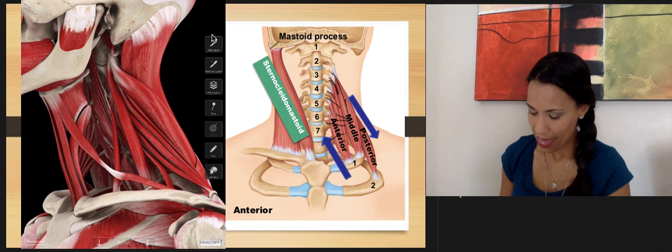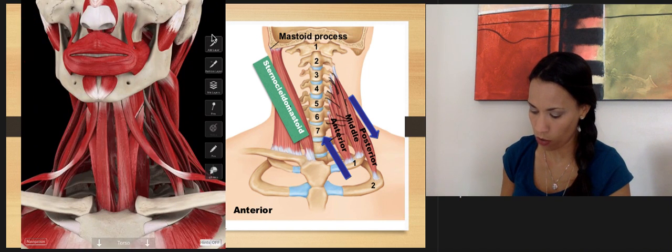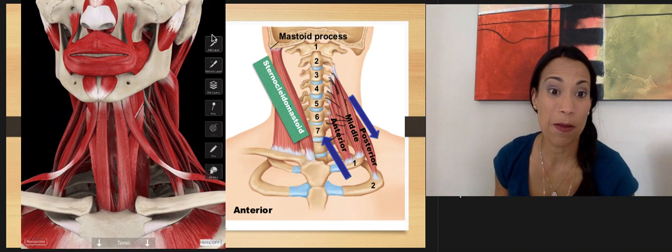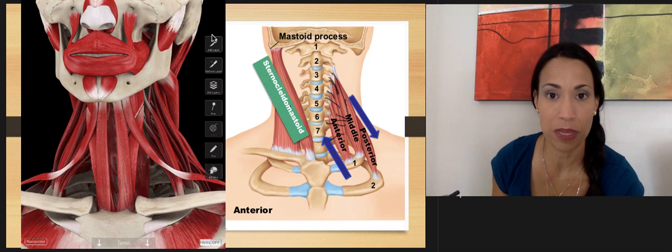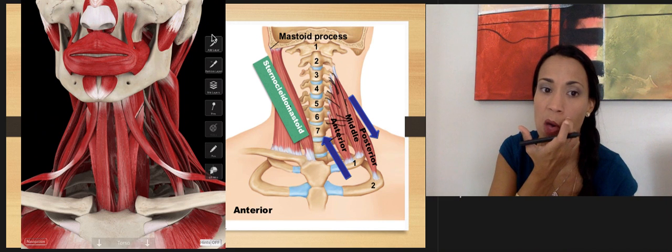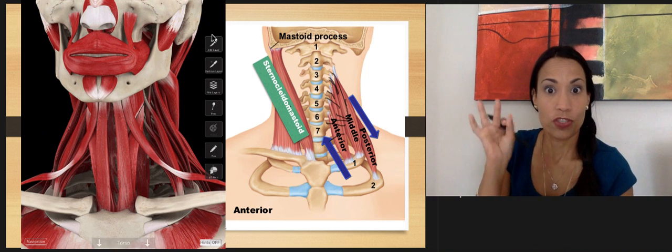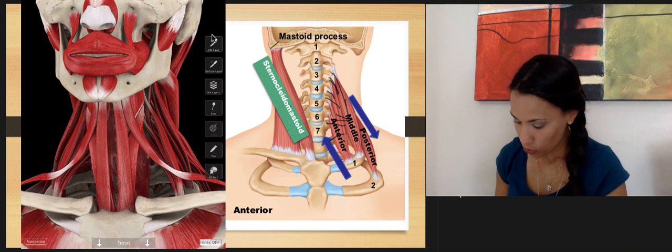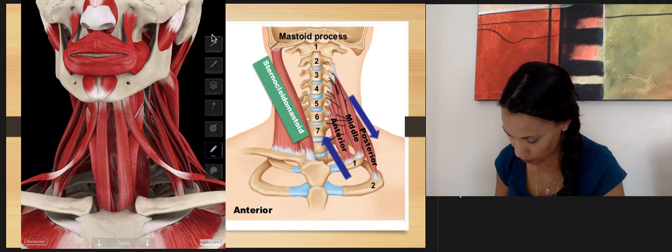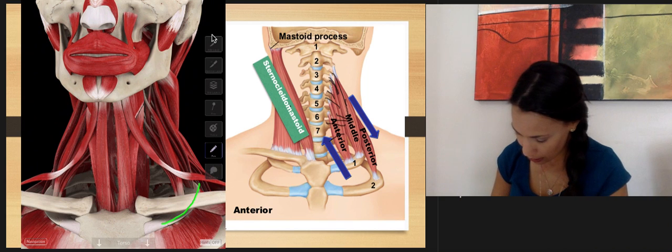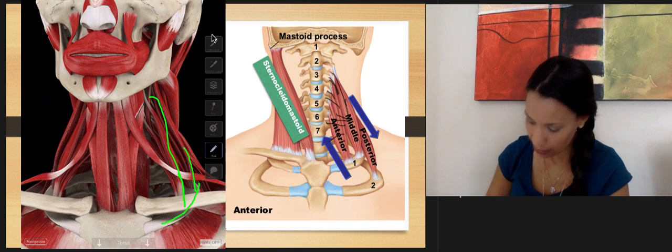Ta-da! Can you see all that huge amount of muscles in the neck? The neck is a very complicated area. So, thank God, we're just starting with these three. So, look, I can see here, this is the first rib, and I can see one muscle in here, one muscle in here. This is the anterior scalene, and this is the middle.